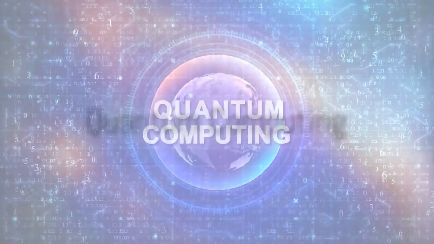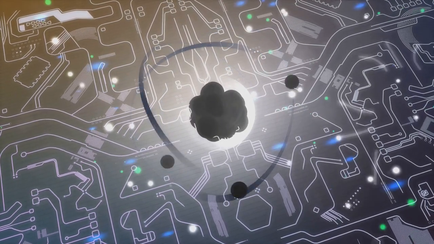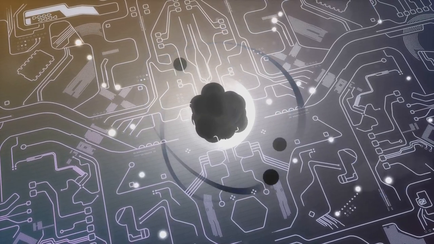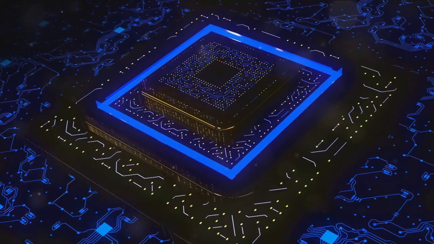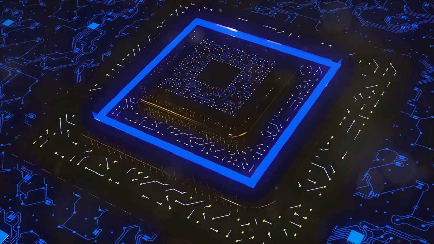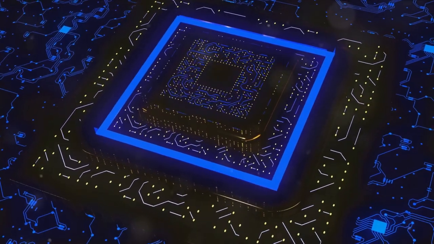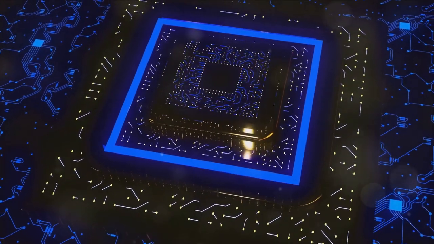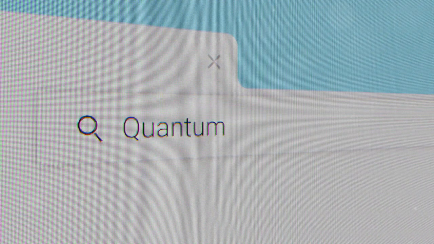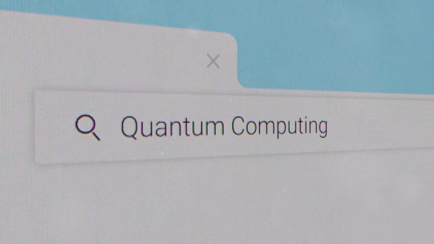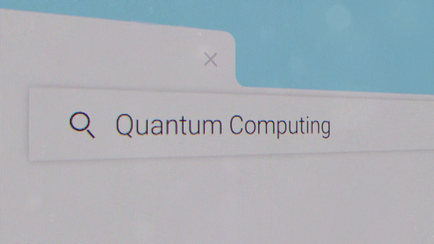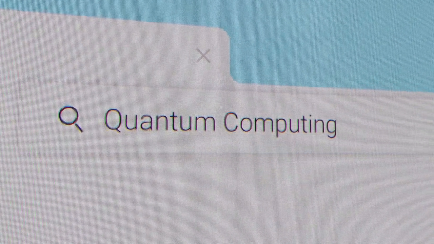Moving on to number 6, quantum computing takes the spotlight. This technology is challenging the traditional bits and bytes, using quantum bits or qubits. These qubits can exist in multiple states at once, allowing quantum computers to process information at an unprecedented speed. While still in its infancy, quantum computing holds the potential to transform everything from drug discovery to climate modeling.